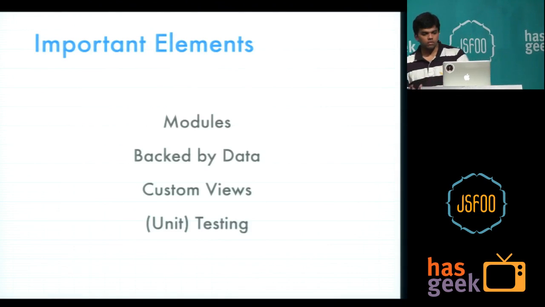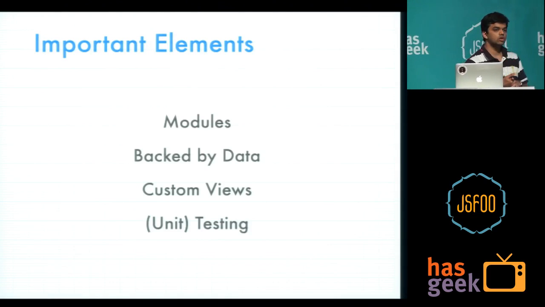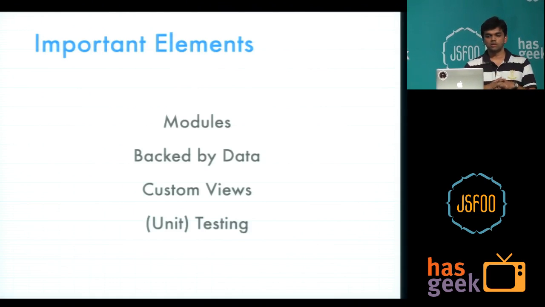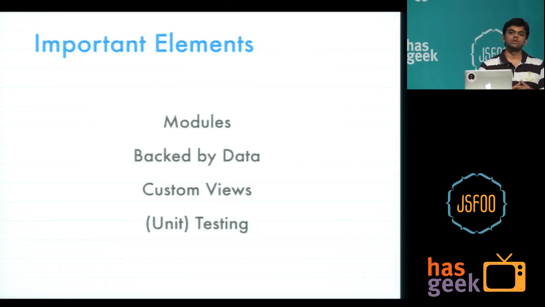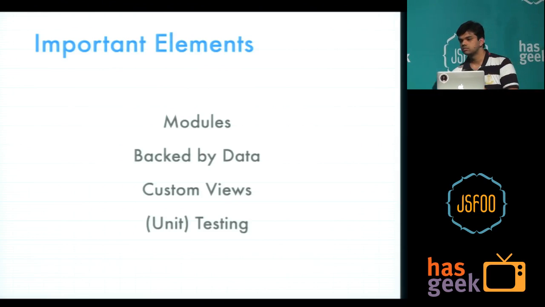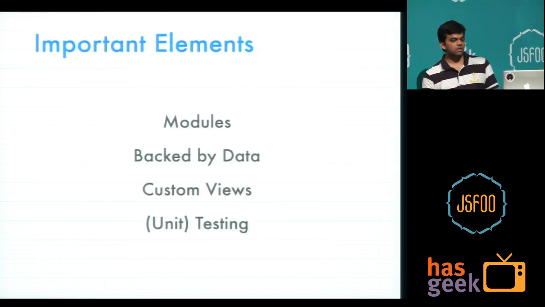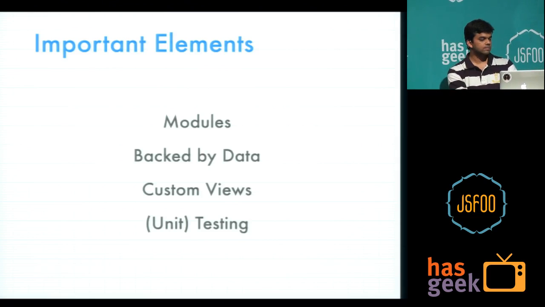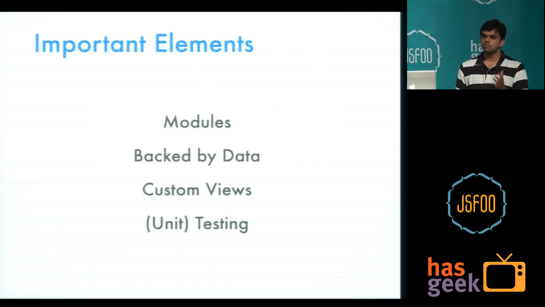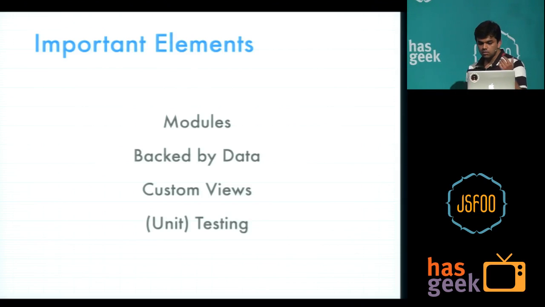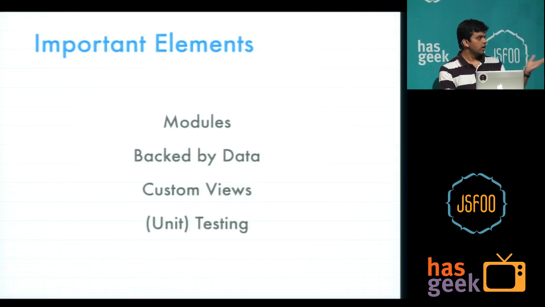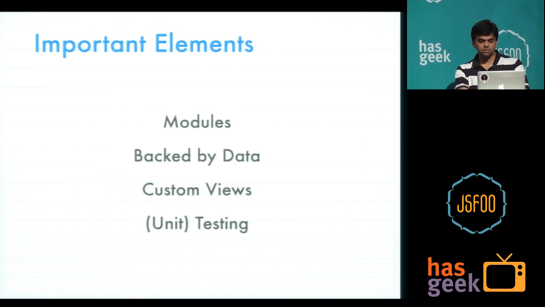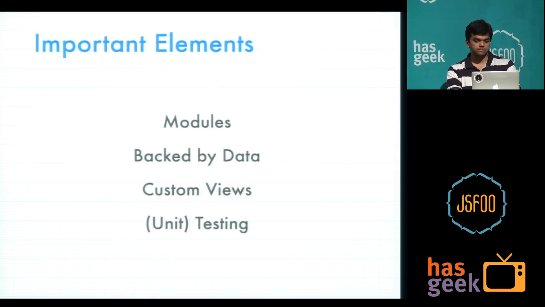Okay, so what are the important elements if you want to build a big, massive application? One is modules, and second is you need to have real data. You can use mock-up data, you can use client-side JSON files, but it will only get you so far. And the third is you need to have custom views. Because you will have components which are repeated everywhere, you need to build components which you can reuse with a minimal amount of coding. And fourth is obviously testing, and by that I mean unit testing.